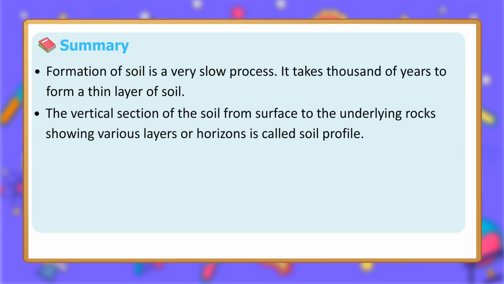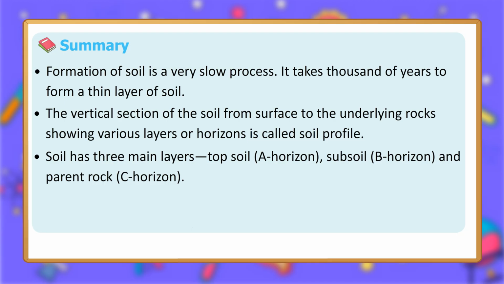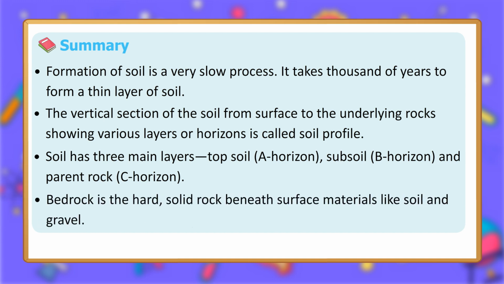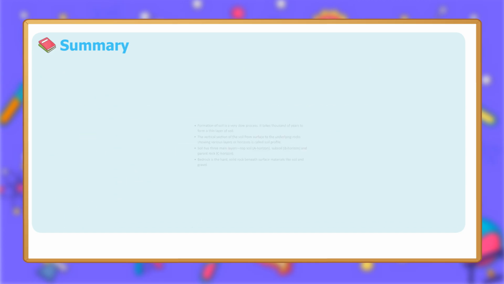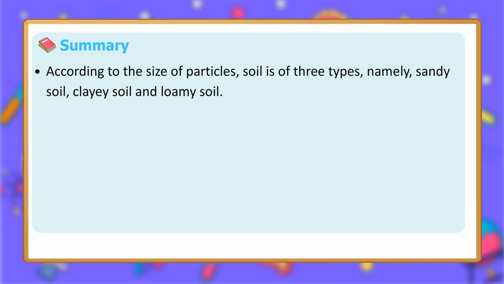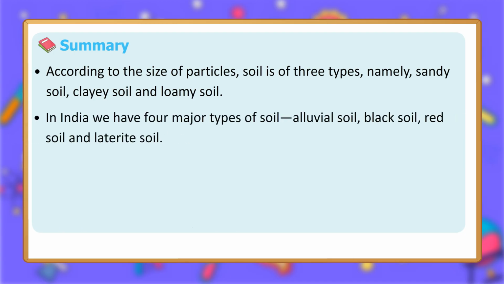The vertical section of the soil from surface to the underlying rocks showing various layers or horizons is called soil profile. Soil has three main layers: topsoil, A horizon, subsoil, B horizon, and parent rock, C horizon. Bedrock is the hard, solid rock beneath surface materials like soil and gravel. According to the size of particles, soil is of three types, namely, sandy soil, clayey soil and loamy soil. In India we have four major types of soil: alluvial soil, black soil, red soil and laterite soil.